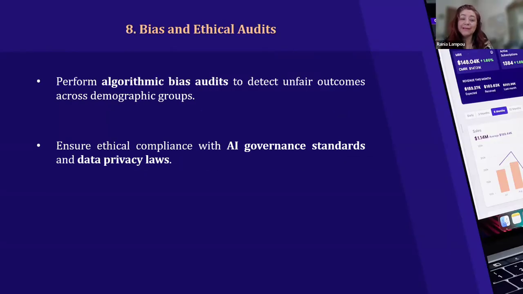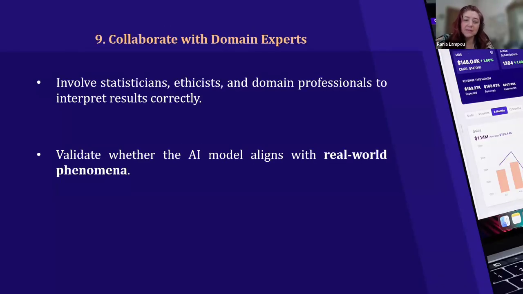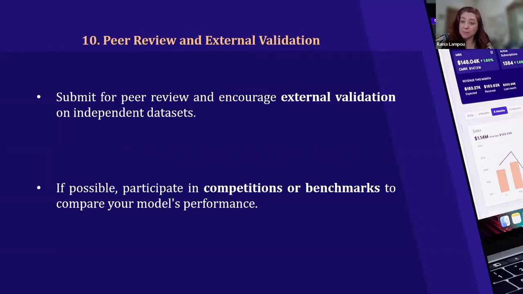Perform regular algorithmic bias audits to detect unfair outcomes across demographic groups. Try to ensure ethical compliance with AI governance standards and data privacy laws. Involve statisticians, ethicists, and other professionals to interpret results correctly, so collaboration, and validate whether the AI model aligns with real-world phenomena. The peer review: submit for peer review and encourage external validation on independent data, and if it's possible, participate in competitions or benchmarks to compare your model's performance.